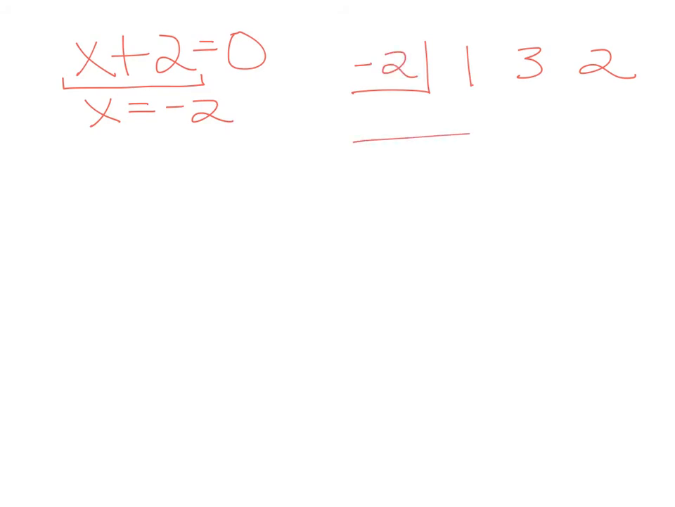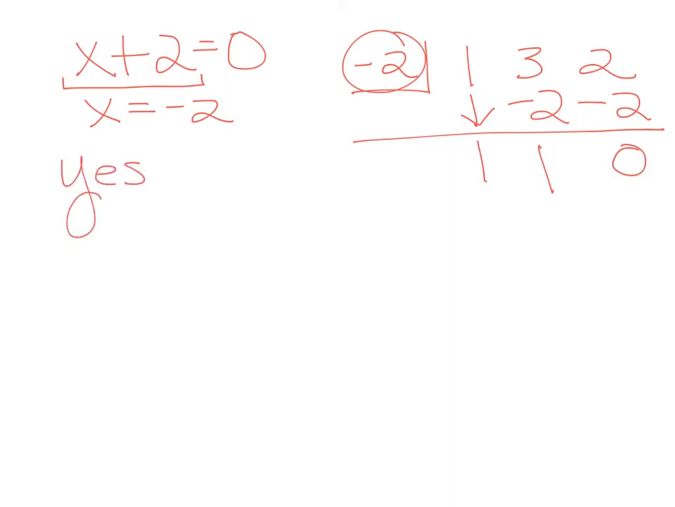So if I put a -2 in my divisor box and I carry down a 1 and multiply 1 times -2, 1 times -2 is -2. 3 plus a -2 is a positive 1. 1 times -2 is also -2. And what do you know? We get a remainder of 0. So our answer is yes, x plus 2 is a factor of f of x.